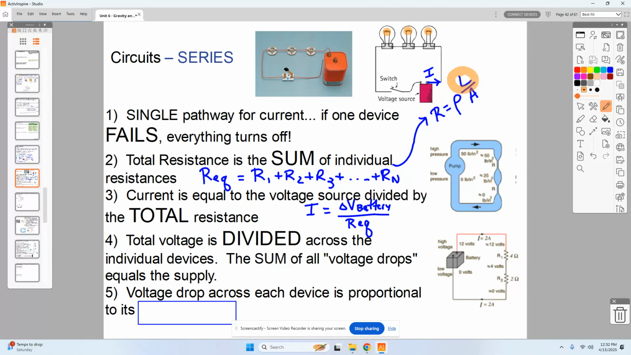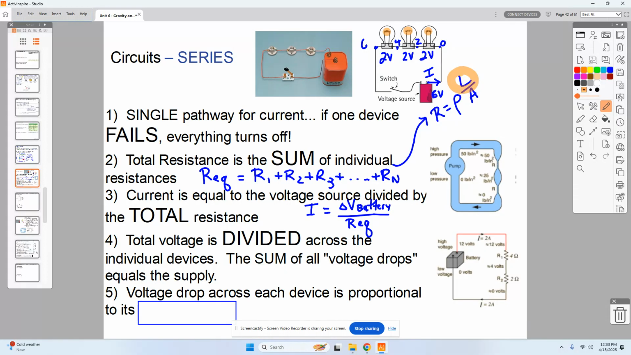So if this battery is, let's say, a 6-volt battery, and I have 3 light bulbs connected in series, and all of those have the same resistance, then each of these would get a 2-volt drop across it. And so if that were a 6-volt potential, that would be down to 4 volts, that would be down to 2 volts, and that would be down to 0. And of course, then that battery is going to be able to lift that potential back up to 6 volts.